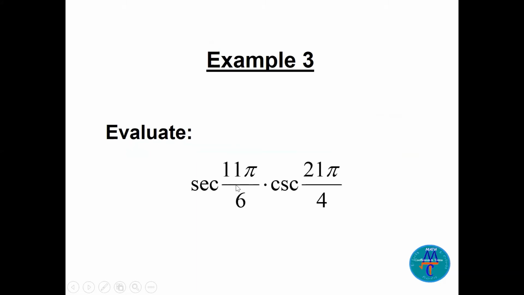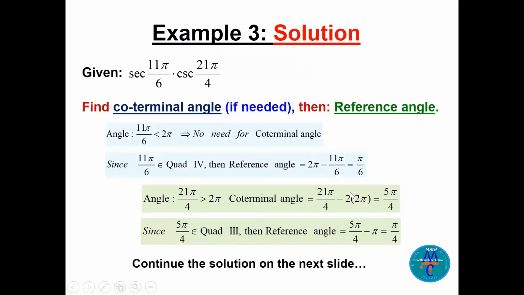This one here is between 0 and 2 pi. See, the first one here, there is no need for coterminal. This one, 21 pi over 4, is more than 2 pi. How do you know? Just divide 21 by 4, simply. It will be 5 pi, more than 2 pi.